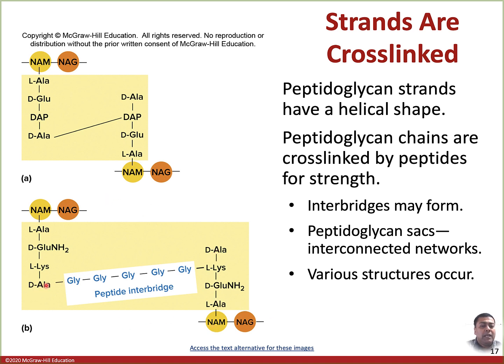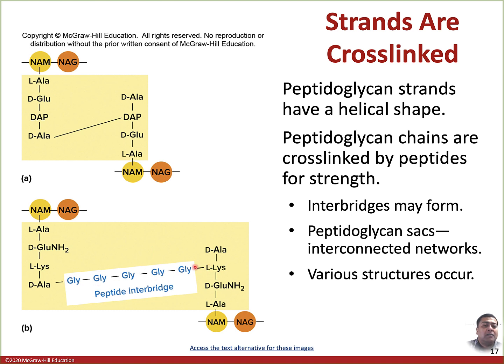Now, what you see here, this D-alanine is actually bonded to the L-lysine. See that DAP, the diaminopimelic acid, is not present in here. But this D-alanine and L-lysine are connected together with this peptide interbridge. And these are 1, 2, 3, 4, 5 glycine. So this is called a pentaglycine interbridge.